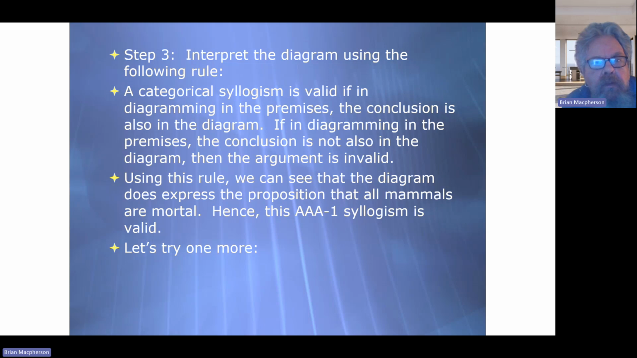Therefore, we determined that the syllogism is valid. As I say here, a categorical syllogism is valid if in diagramming in the premises, the conclusion is also in the diagram. If in diagramming in the premises, the conclusion is not in the diagram, then the argument is invalid. As I say here, using this rule, we can see that the diagram does in fact express the proposition that all mammals are mortal. Hence, the syllogism AAA-1 is in fact valid.